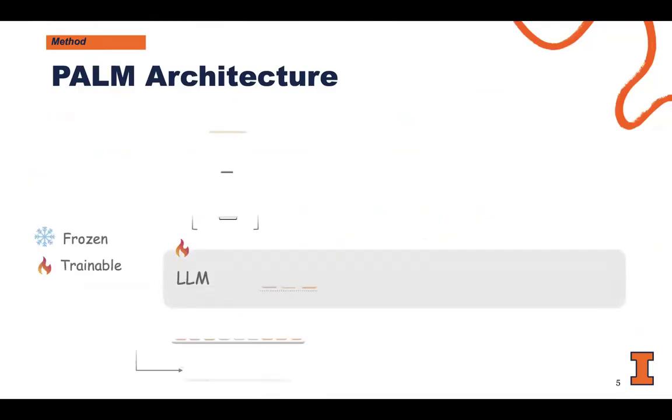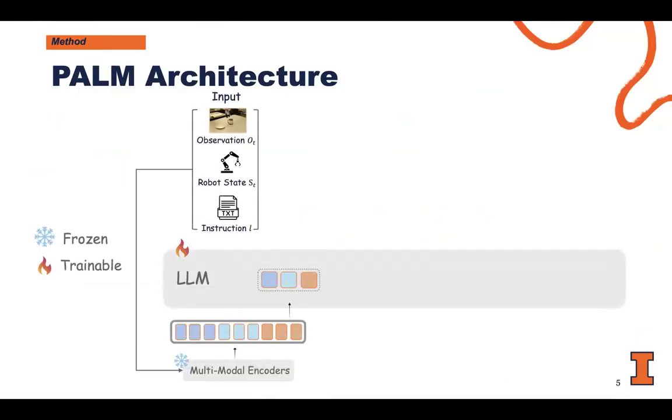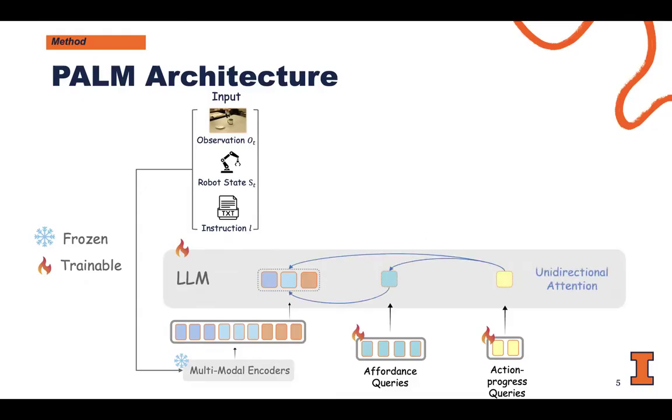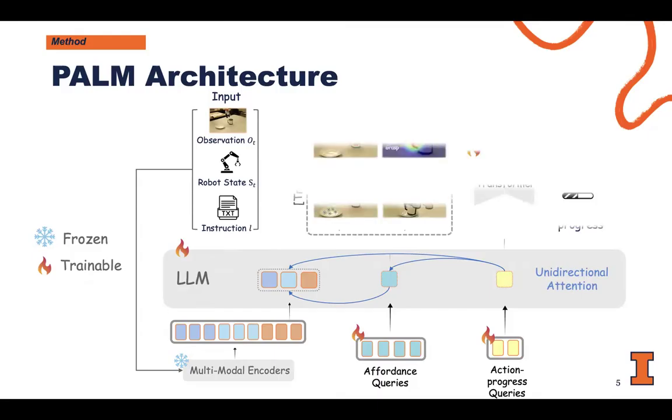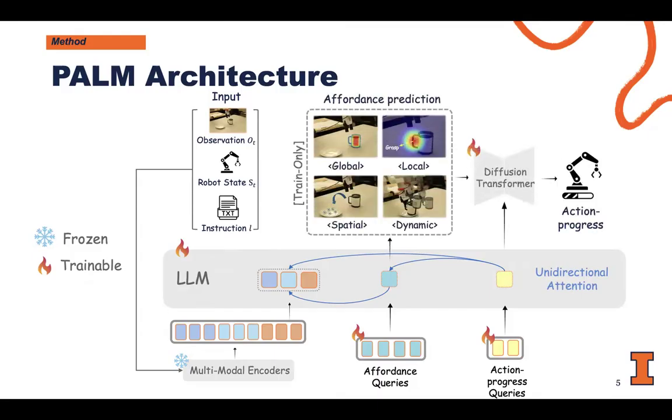Here's the architecture. Three inputs go in: an instruction encoded by CLIP, an image encoded by a masked autoencoder and downsampled with a perceiver resampler, and the robot state through an MLP. And a GPT-2 style backbone fuses the views.